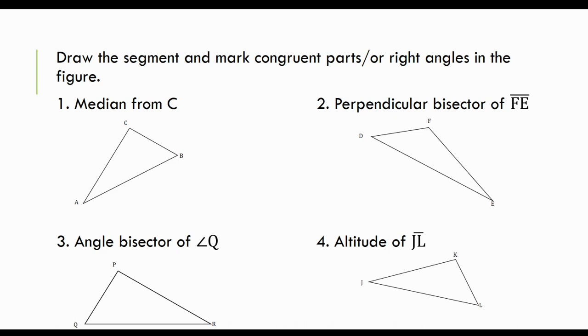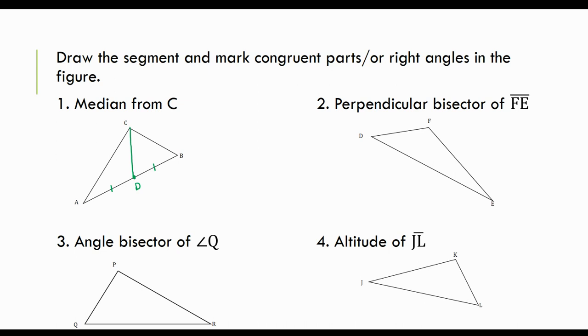When we're talking about a median, remember a median is going to go from a vertex to a midpoint on the opposite side. Since it's saying that it's a median from C, C is the vertex, which means the opposite side is the segment AB. So there's a midpoint, let's call it D, and I just need to connect C to D. To show that it's a midpoint, I need to mark it with two congruent segments. So there's my median from C.